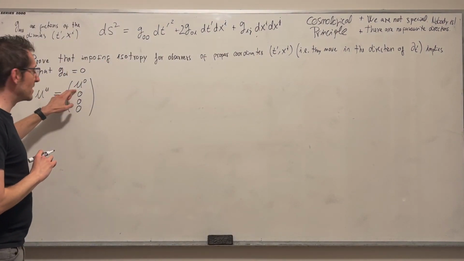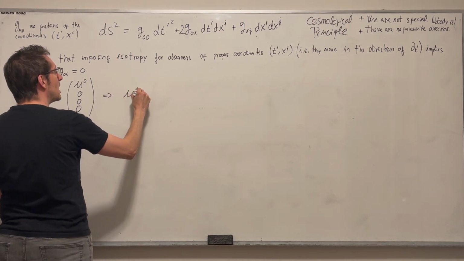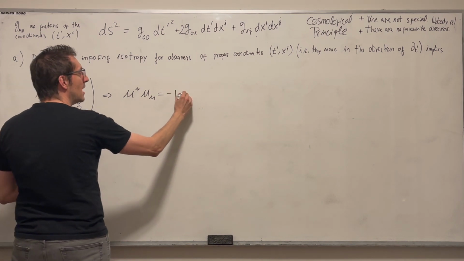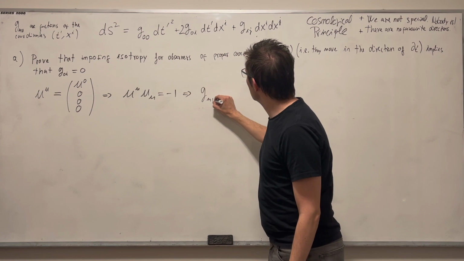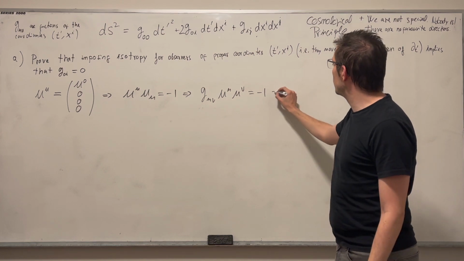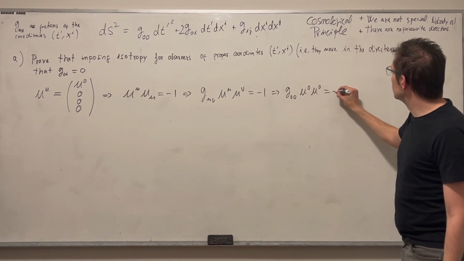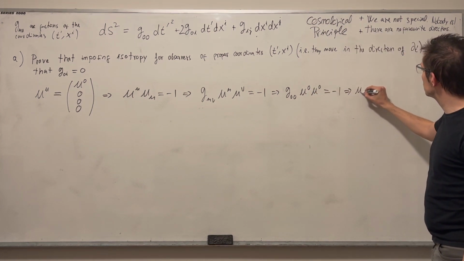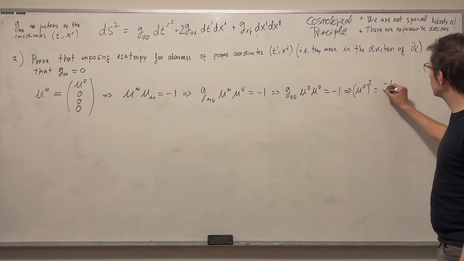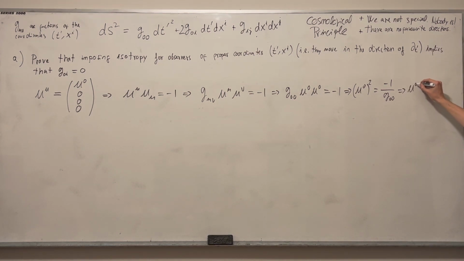All right, but why don't I write a 1 here rather than a u^0? Well, because we know that the normalization of the four-velocity has to be minus 1, sorry, it's a time-like vector. That means that g_μν u^μ u^ν is equal to minus 1. There's only the 0,0 component, so g00 u^0 u^0 is equal to minus 1. And what does that say? Well, that u^0 squared is equal to minus 1 divided by g00. So we get finally that u^0 is equal to 1 over the square root of minus g00.